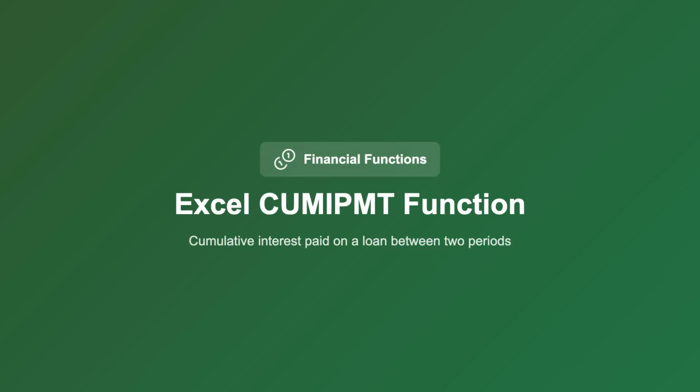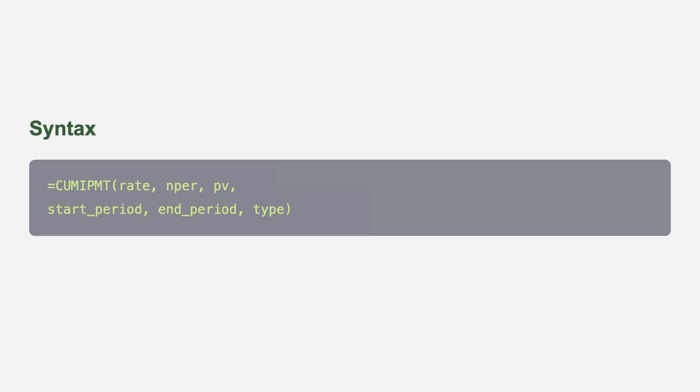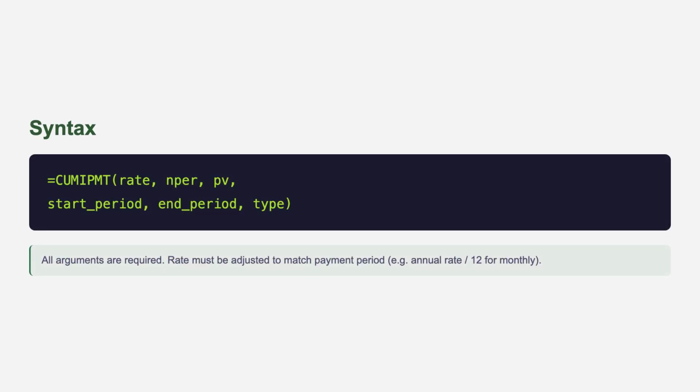Excel CUMIPMT function. This function returns the cumulative interest paid on a loan between two periods. It is essential for understanding how much of your loan payments go toward interest over a specific time range. The syntax is CUMIPMT with parameters rate, NPER, PV, start_period, end_period, and type.